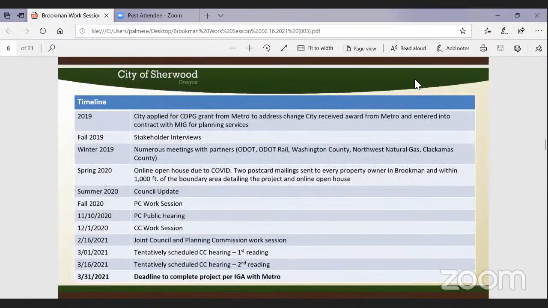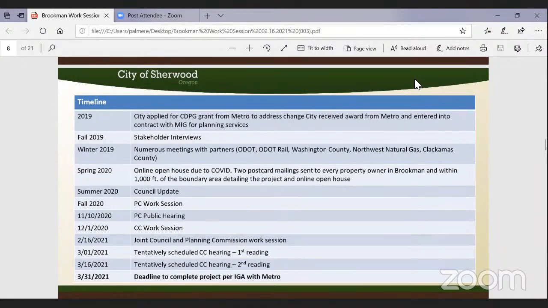So just a brief timeline about this project. This project really kicked off in the fall and winter of 2019. We had stakeholder interviews with numerous folks in the Brookman area. In the winter, we had numerous agency meetings with our partner agencies. In the spring, we had an open house planned the same week that COVID put the damper on things. And we turned it around quickly, and we had an online open house for a couple weeks for people to participate and to see the preferred alternatives.